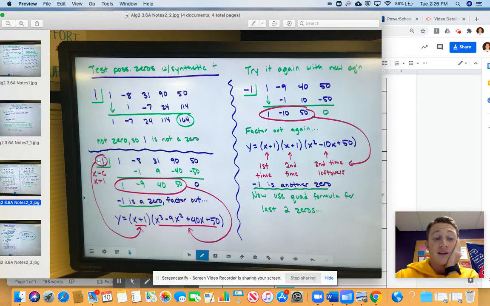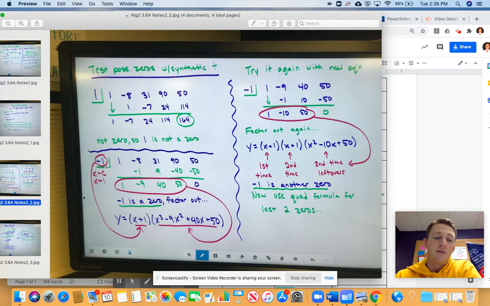And then we're going to factor out x minus c. So x and then the opposite of this number. So we're going to factor out an x plus 1 because this c was a negative 1. And we're going to factor out right here x plus 1. And then what goes after it is our answers from the synthetic division. So x cubed minus 9x squared plus 40x plus 50. And then we've got to do this all over again.